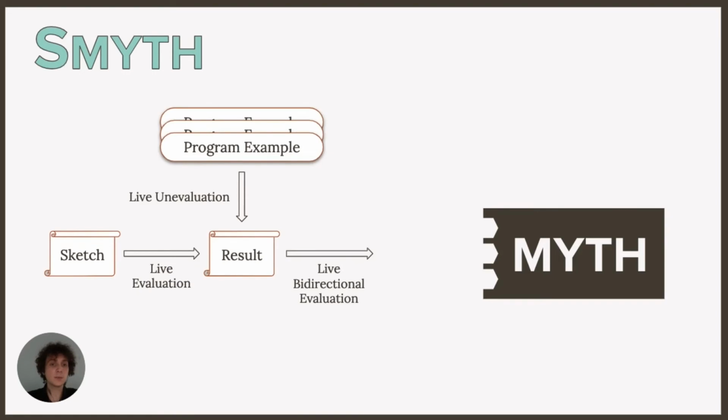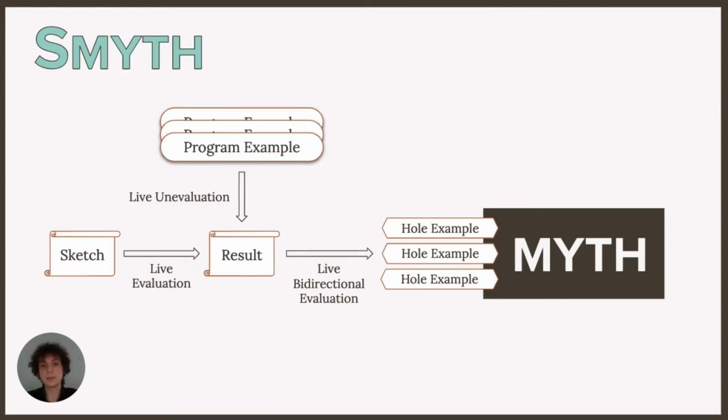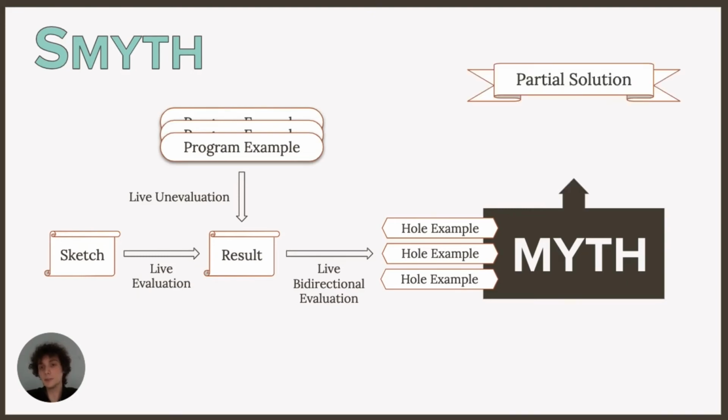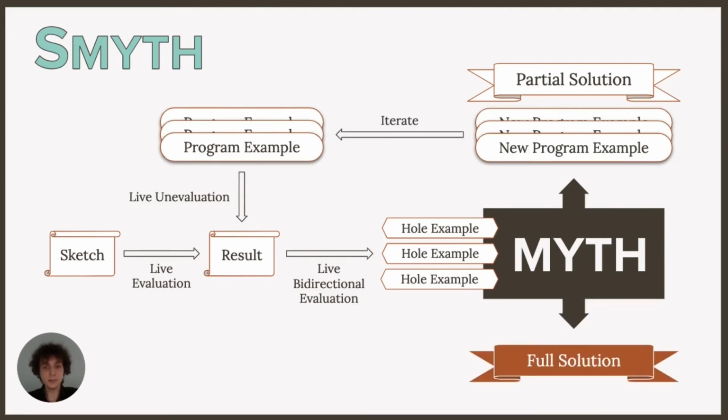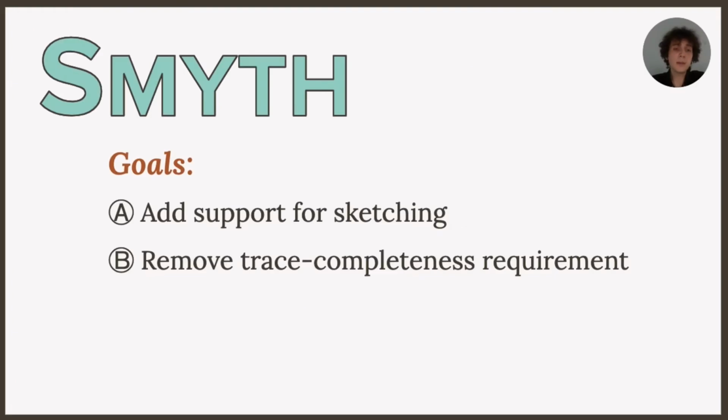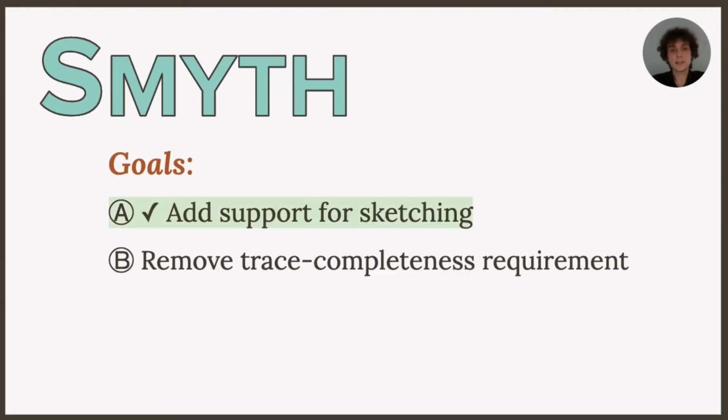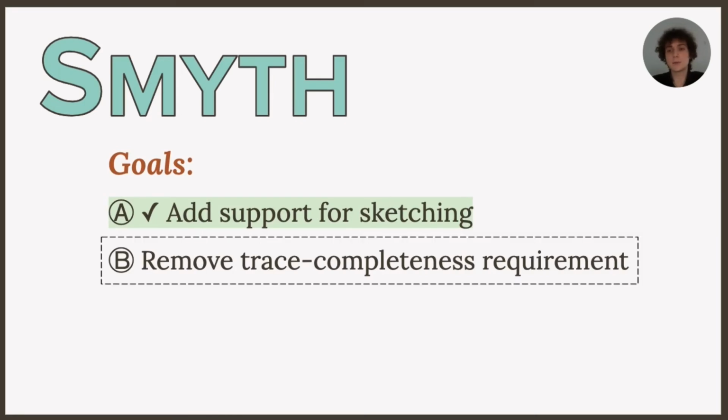This process, which we call live bidirectional evaluation, will result in constraints on individual holes that we can plug directly into Myth. Then, if we augment Myth with some additional rules to handle the partial solutions that we're looking for, we can actually get a partial solution from Myth and some new program examples. Then, we can iterate this process until we arrive at a full solution. So, if we look back at our goals, we can see that live bidirectional evaluation enables us to add support for sketching. What about this trace completeness requirement?